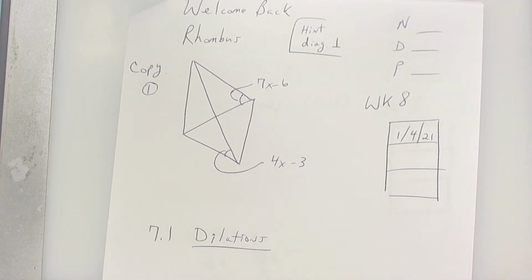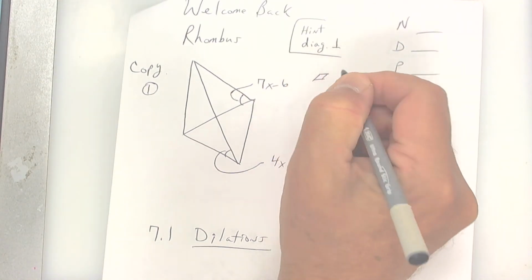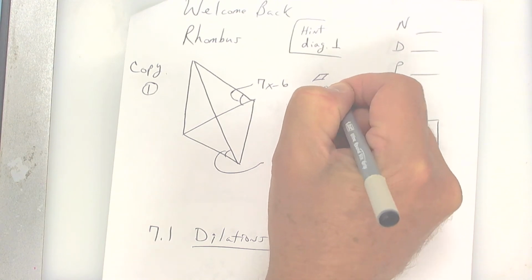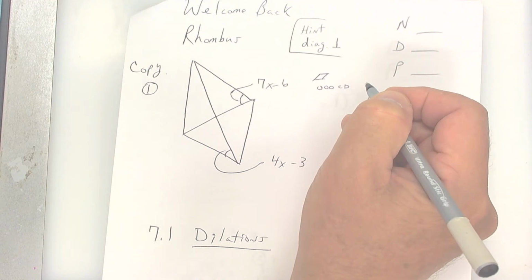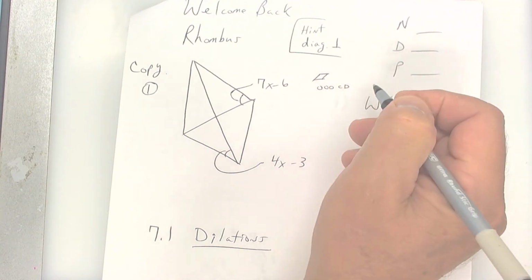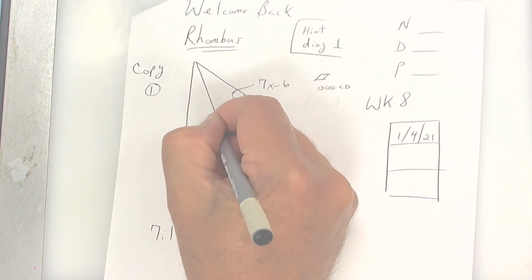There you go. All right, let's turn our attention now to geometry. This is a rhombus. And one of the properties of a rhombus, remember a rhombus is a parallelogram. And the parallelogram is OOOCD. Okay? Consecutive angles, diagonals bisect each other. But for a rhombus, the diagonals are 90 degrees.